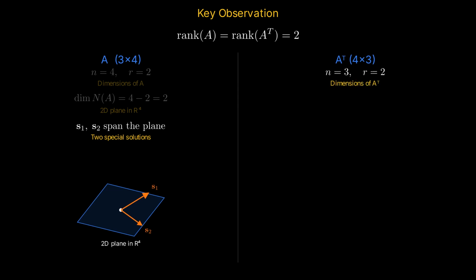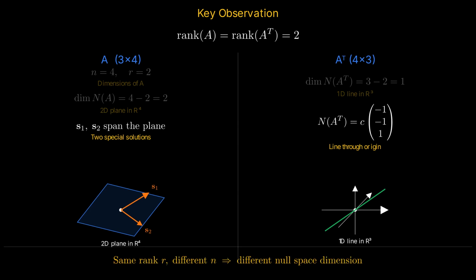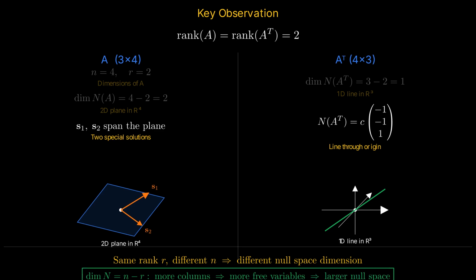For A transpose, which is 4 by 3, the number of columns is n equals 3. With rank r still equal to 2, the null space dimension is 3 minus 2, which equals 1. That means the null space of A transpose is a 1-dimensional line in R3 spanned by the single special solution, -1, -1, 1. The key takeaway is this. More columns create more room for free variables, which leads to a larger null space. The dimension formula n minus r shows that even with the same rank, a different number of columns produces a null space of a completely different dimension.